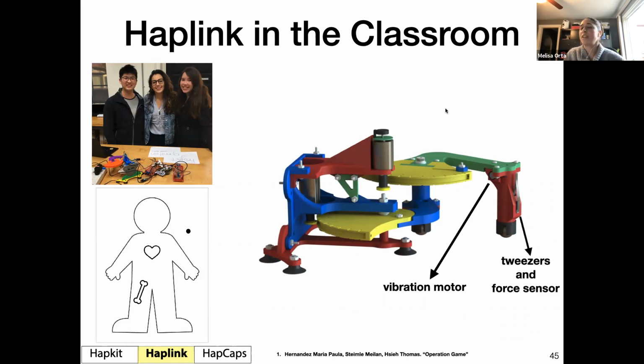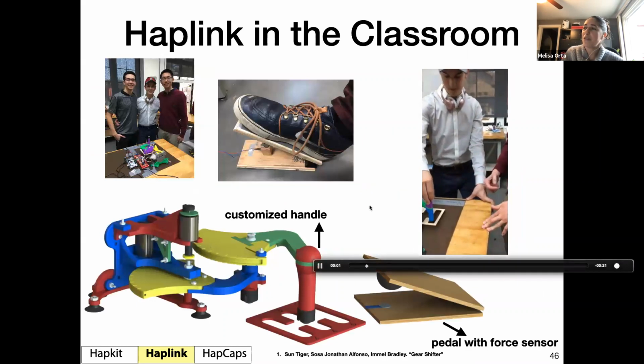For the class project, they also created their own applications. This team, for example, chose to do a game of Operation. Through 3D printing, they changed the handle of their device and added some tweezers, a force sensor, and a vibration motor. And then they made this environment where you could go around, and if you tried to grab objects and didn't grab the object properly, you would get a vibration. You get the gist.